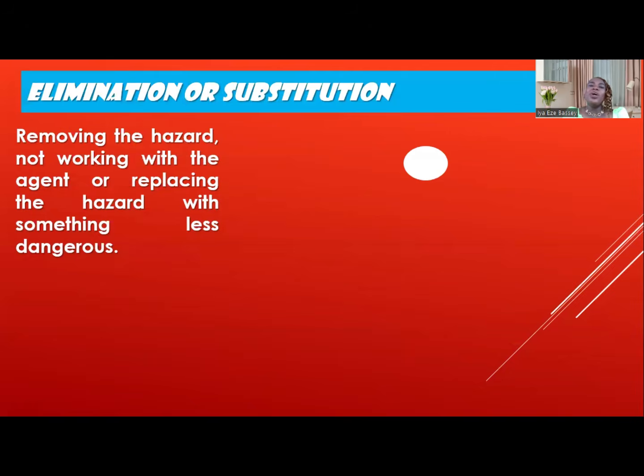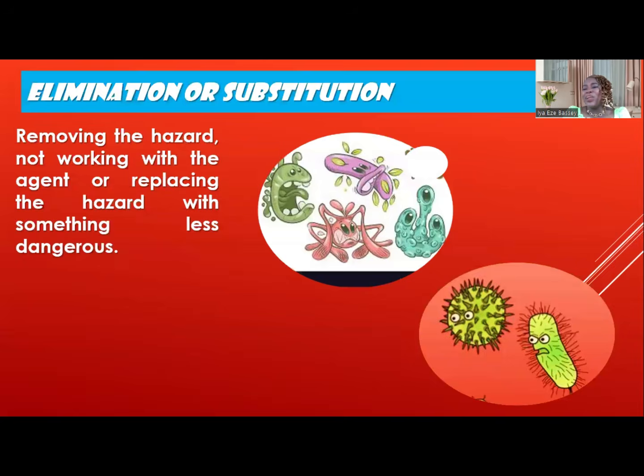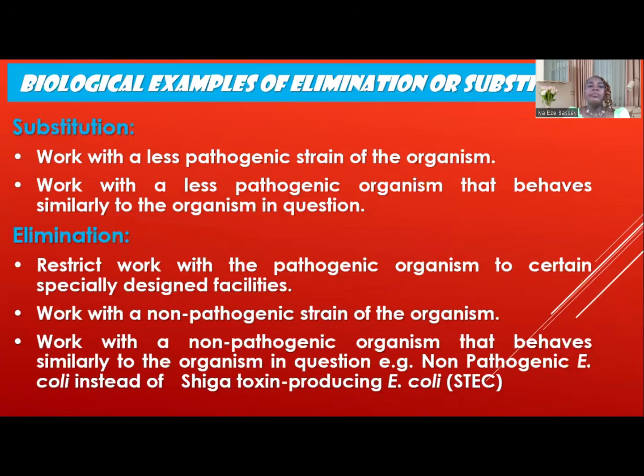So looking at each one, what is elimination or substitution? Just like the name says, either you remove the hazard or you don't work with that agent, or you replace it with something less dangerous or not dangerous at all, but which still has the same characteristics as the very virulent pathogens. All right. So substitution means that you either work with a less pathogenic strain of the organism, or you work with a less pathogenic organism that behaves similarly to the organism in question.